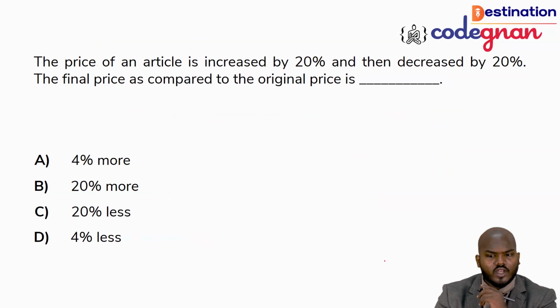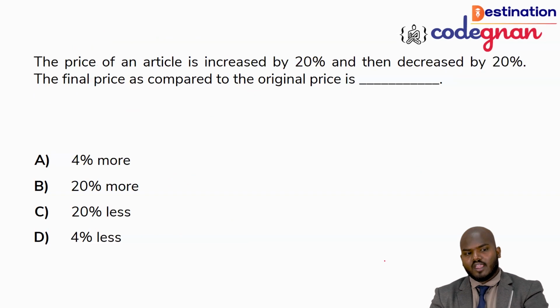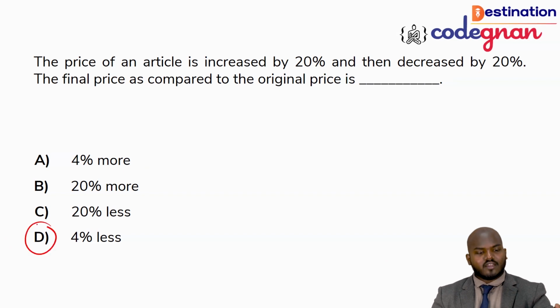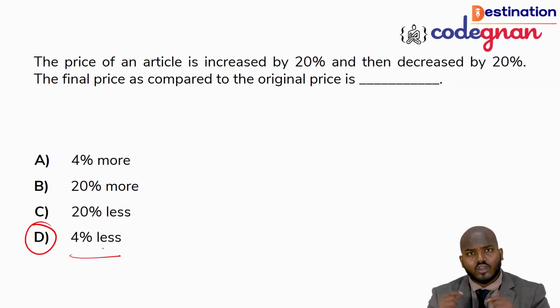Next, going to this question, guys, you see this one. This question is different. Here we have that the price of an article is increased and decreased by 20 percentage. Then I can directly say that the answer is 4 percentage less. I'm not even touching any paper. I directly say that the answer is 4 percentage less. But how does the 4 percentage less come?